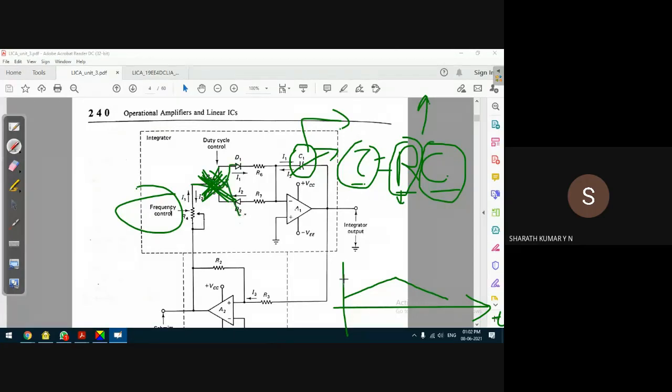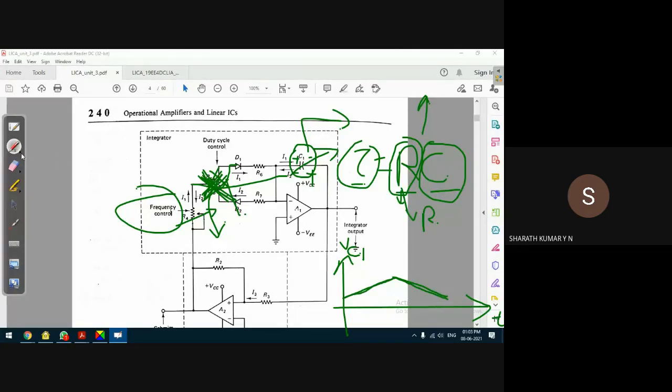Then if R4, this variable resistance, is very large, the charging time of the capacitor, the voltage across the capacitor C1, VC1, is larger, and the discharging time also will be larger. Observe this current: if the capacitor is being charged, this end is positive and this end is negative. If the capacitor is being discharged, this end becomes negative and this end becomes positive. So it should charge and discharge through this resistor only. There is no other path for the current through the capacitor to flow.